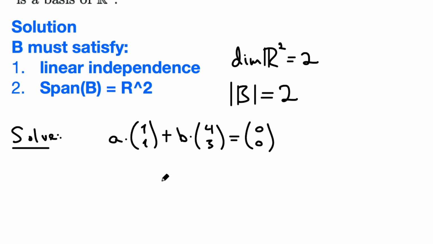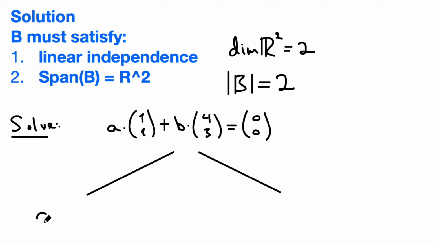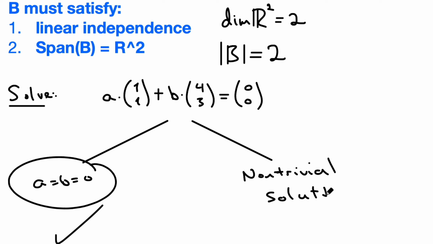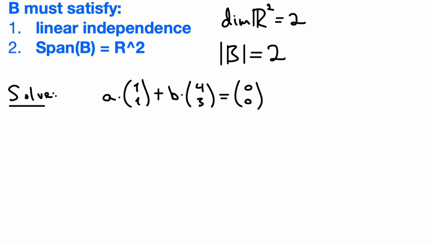And we have 2 possibilities. Either A and B are only 0, and this will mean that we have linear independence, or there might be other solutions. So there's some non-trivial solutions. If we have non-trivial solutions, for instance, A equals 2 and B equals 5, whatever, or A equals -3 and B is 1, then we get linear dependence, which is very sad because that's not what we want. So I'm going to show that we only have the trivial solution.